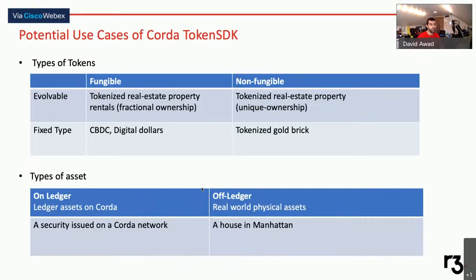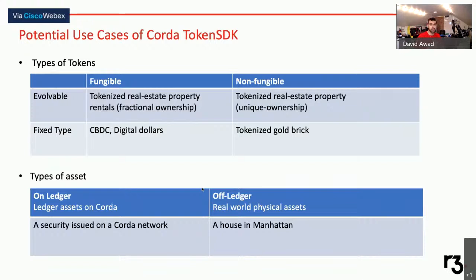And on the non-fungible side, another evolvable token, something that changes value with time, would just be unique ownership. A single person who owns a house might only need a non-fungible token for that, as an example, right? But on the fixed side, something fungible could be our canonical example from earlier, which is digital dollars or something like that.